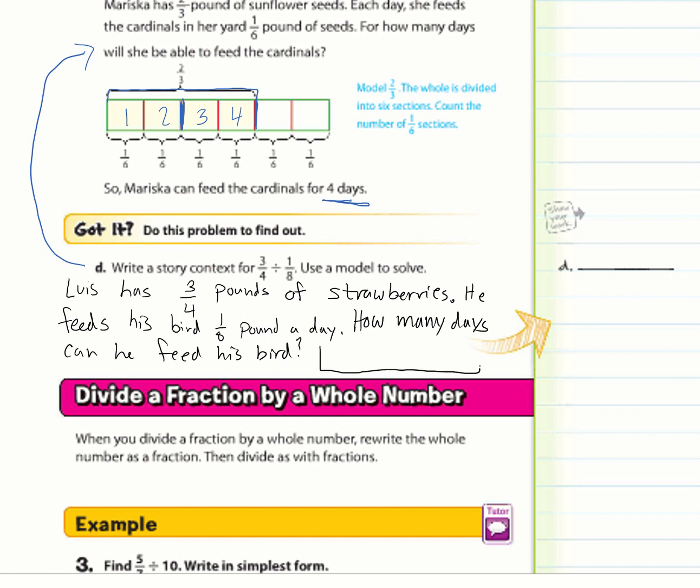Like we said, it says use a model to solve. So this model is going to represent 1 pound. And I have 3/4. So I'm actually going to divide this into fourths because my denominator is 4. So now I have 3 out of the 4, or the fourths, and I have three of them right here. So how many times can an eighth fit in 3/4? So now I'm going to split up into eighths. My gray ones are eighths.